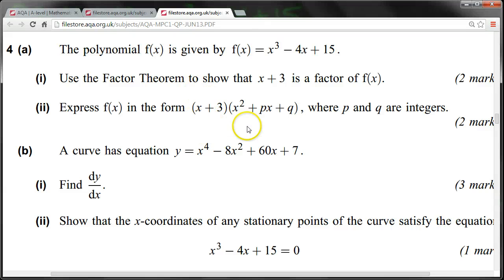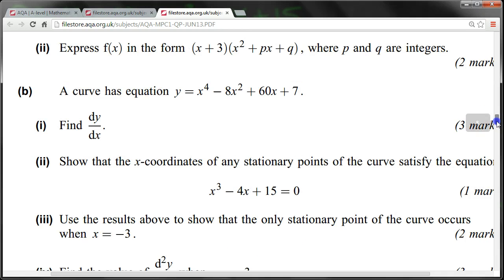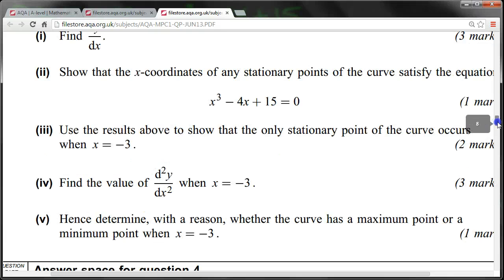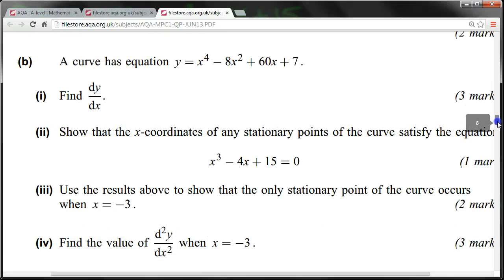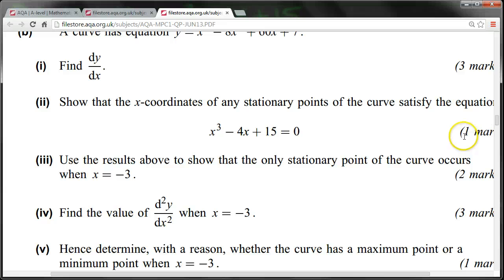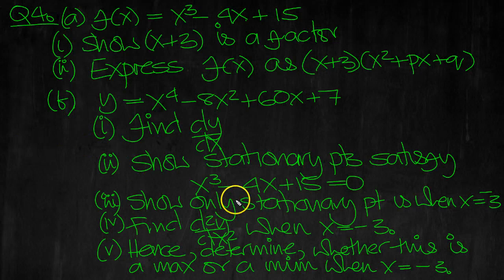Okay then, here's the question, parts A and B. It's good to have a go at the question first. Scroll down and get part C and the rest of B now. There's the rest of B there. Okay, so I've got the question summarized all here.